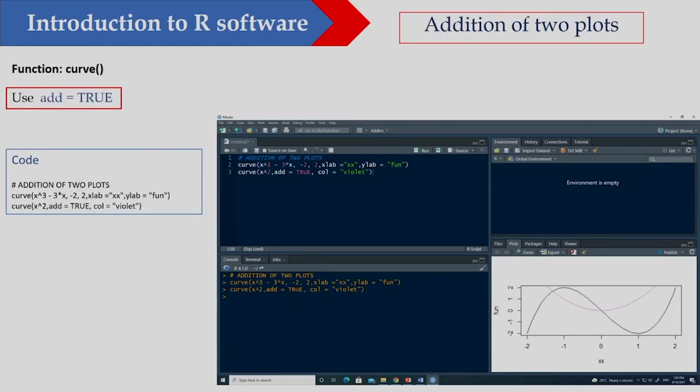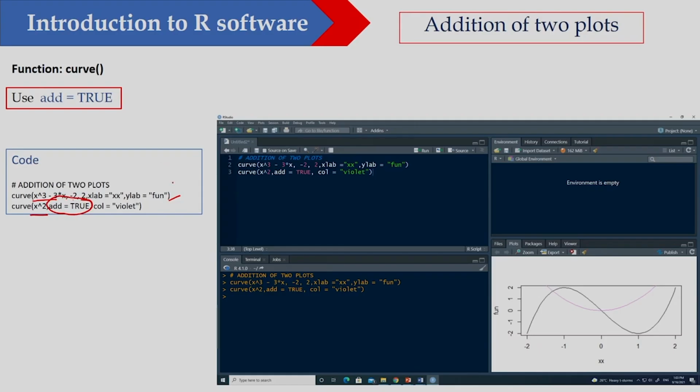Now, I can also plot two functions on a single plot. Okay. So, this is very simple. Suppose this is one function, the first function, that is x cube minus 3 x. I have given the lower limit and upper limit as minus 2 and plus 2, and then this is the label I am doing, and this is another function, x square. Now, what I have to do here is just write add equal to true.